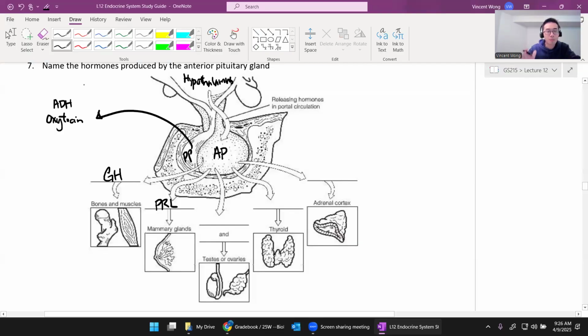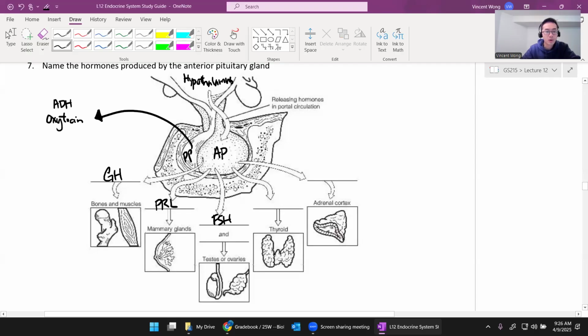Use every opportunity you have to label everything in every diagram. That's how you can remember it. Like when you're waiting for a bus to come, take out some paper, start doodling these things. It's going to help you. Okay, what about the testes and the ovaries? Testes, testicles, same thing. Yes, there is the FSH and of course the other one.